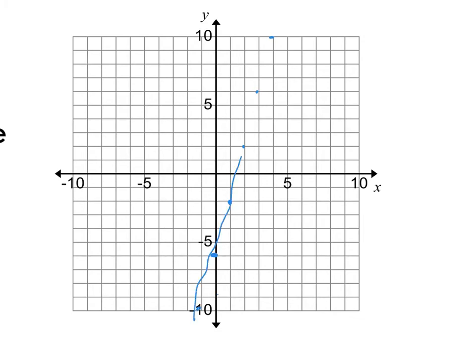And then I don't know why this comes out all squiggly on Explain Everything. y equals 4x minus 6.